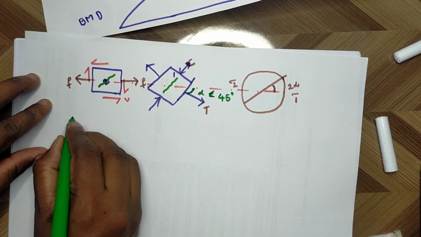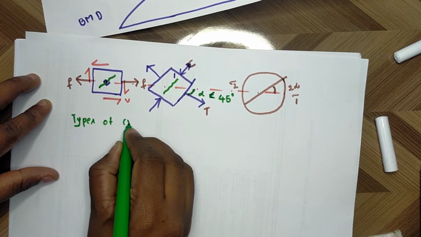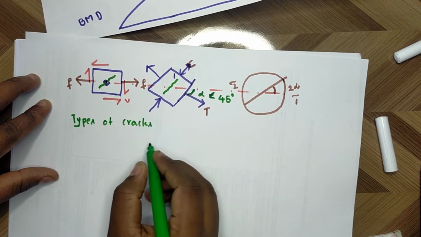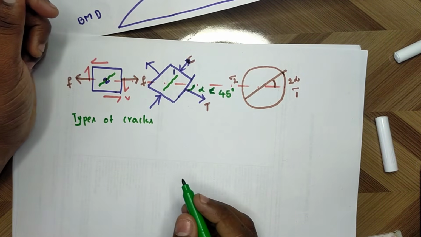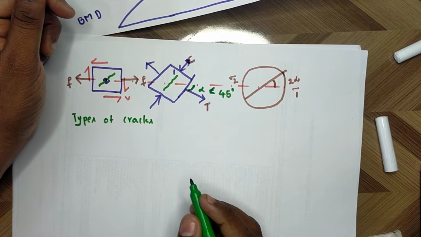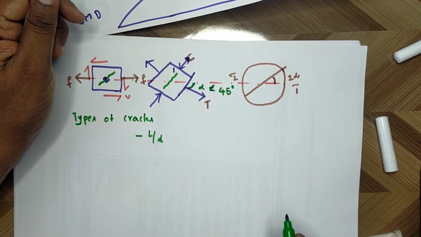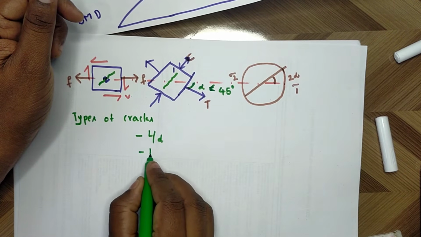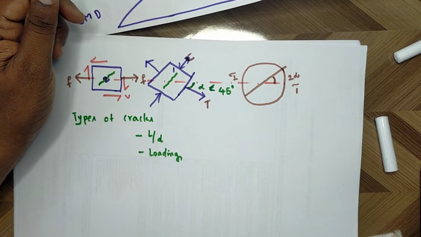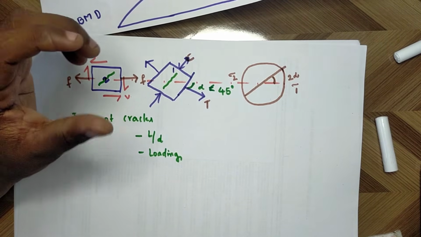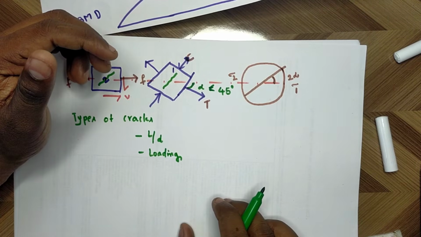Coming to the types of cracks. The type and formation of cracks depends on the span to depth ratio of the beam and loading conditions. These variables influence the moment and shear along the length of the beam.